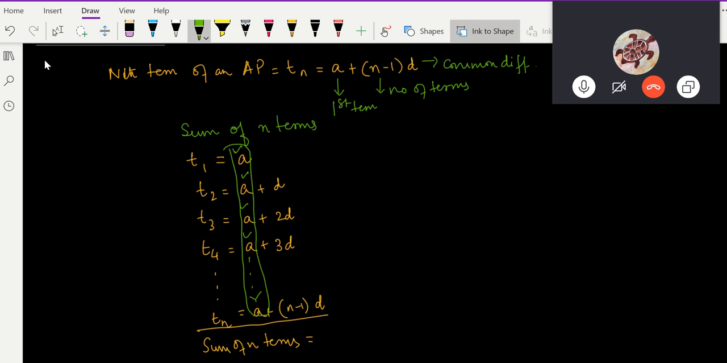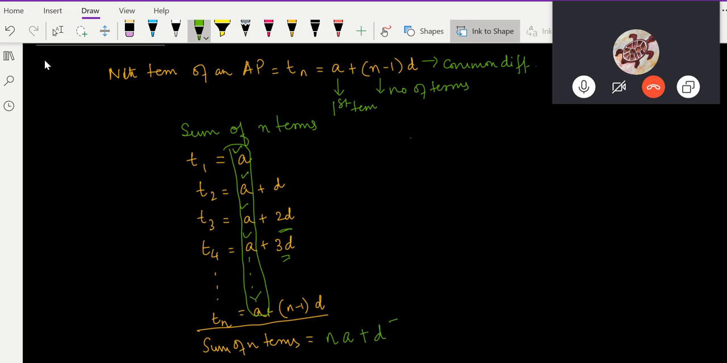Okay. So I'm trying to find the sum of the n terms. So I'm just adding all the terms, right? Each term has two parts. One is the constant A, and the other one is some multiple of D, right? So how many A's do I get? N. So there are n A's.